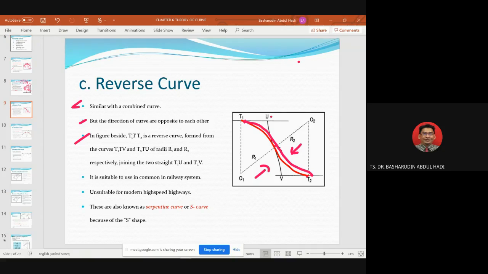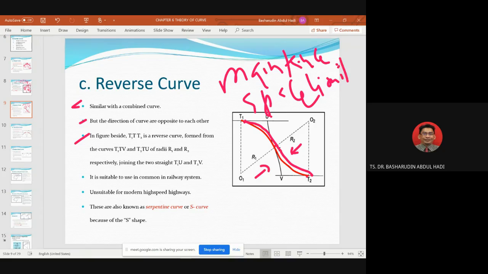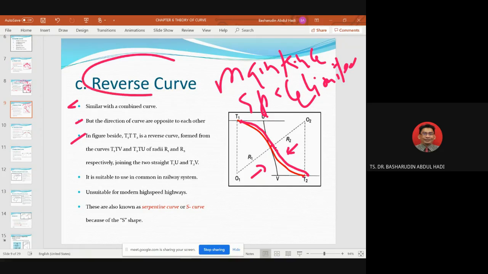This one is also normally applied for maintenance works, or where the space is very limited. That's why we use a reverse curve. It is commonly used in railway systems, and we must apply it in parts of the railway system. In railway systems or roads, we change direction. Normally we are going to the left, now we are going to the right, or from right to left.